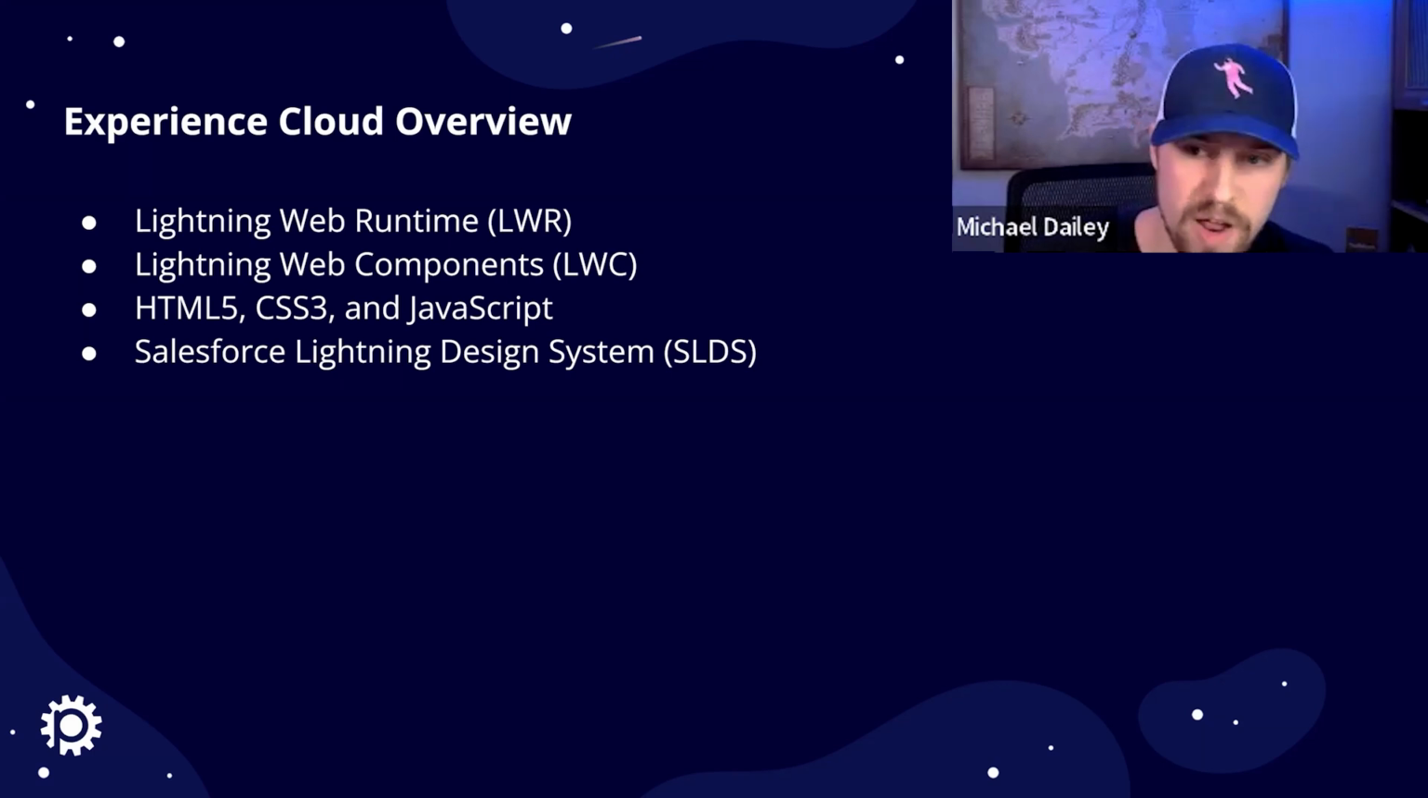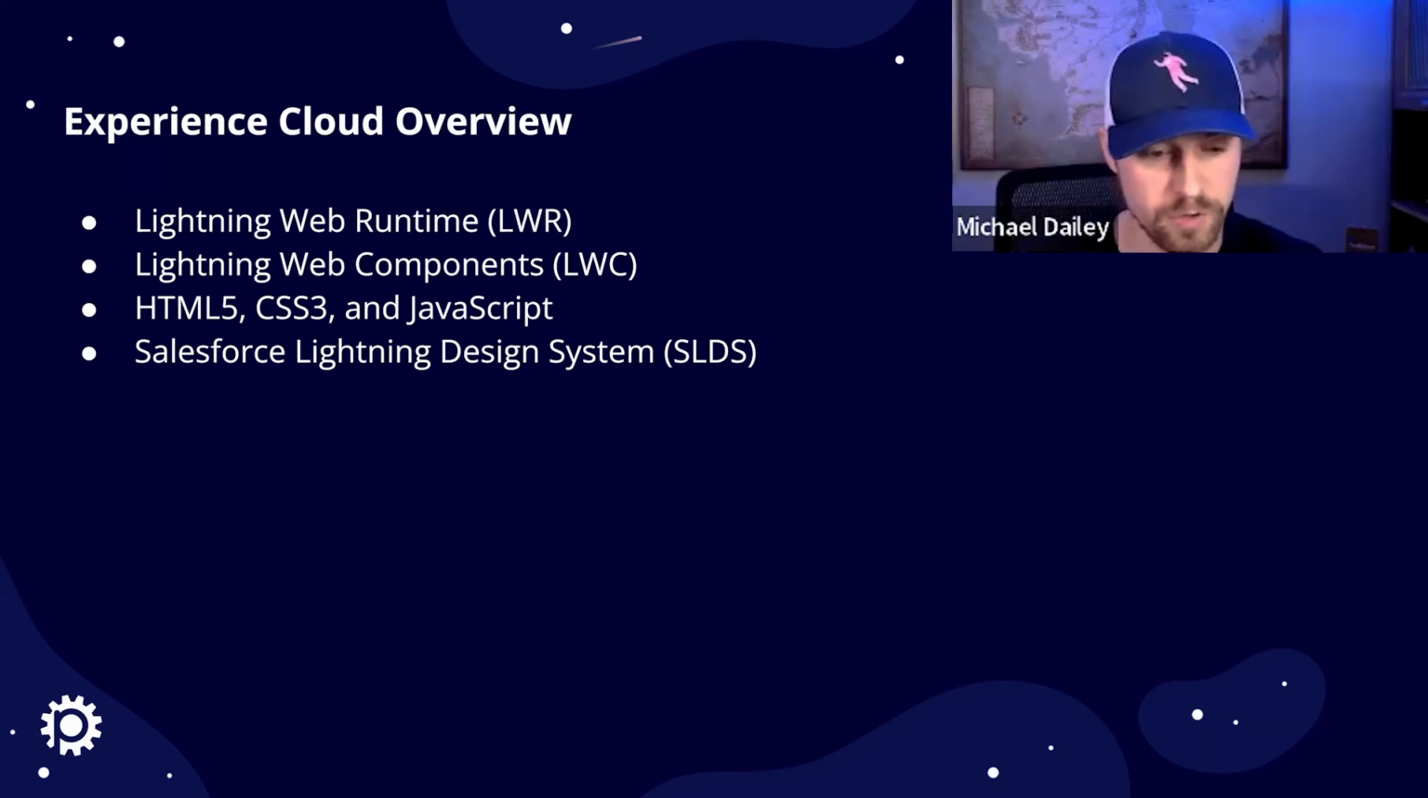Then we have HTML5, CSS3, and JavaScript, which are all just core web technologies, basically the foundational web technologies that make Experience Cloud sites work. This allows it to be fully compatible across all browsers and devices, so for mobile experience and things like that. And then we have the Salesforce Lightning Design System, which is really just a set of development guidelines and frameworks and styling. So that's why when you look at Experience Cloud, you may notice some similarities in terms of the look and feel to a Salesforce application whenever you're going into it.